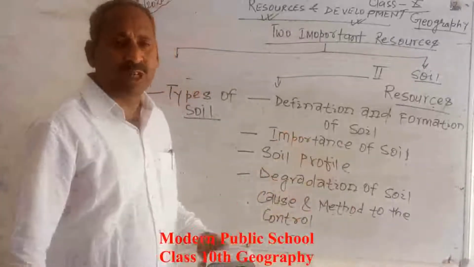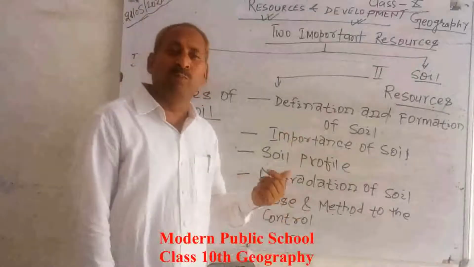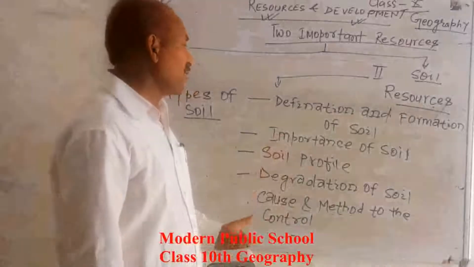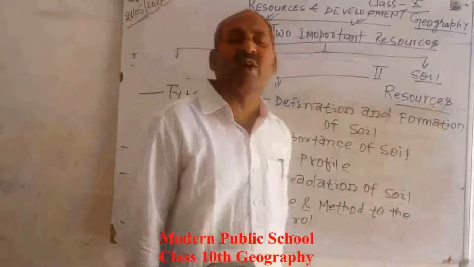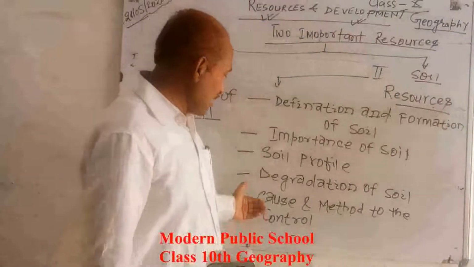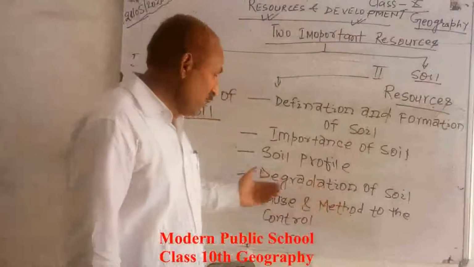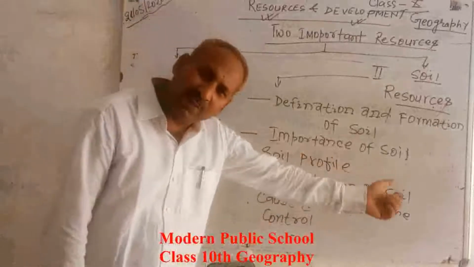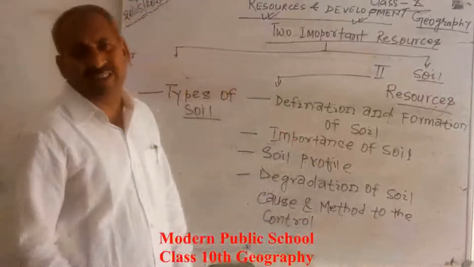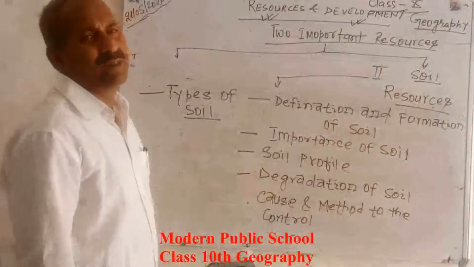I think 2000 years is the time for the formation of 1 centimeter of soil. 1 centimeter soil के formation में 2000 वर्ष लगते हैं. तो इस तरह से उस soil के formation को वो degrade हो रहा है. degrade के natural और human causes हैं, उस cause को पढ़ेंगे. And then we suggest the different methods to control soil degradation.